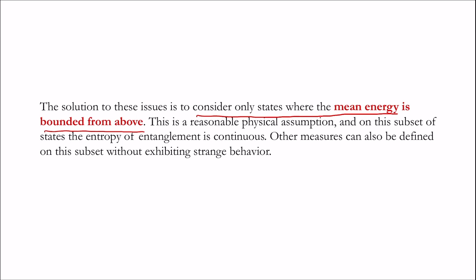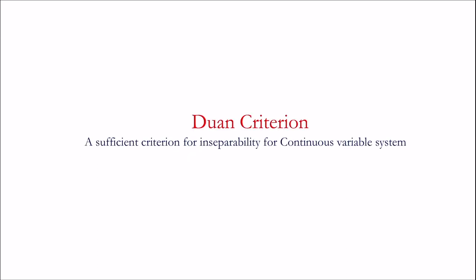Now, I will not go into much technical detail here, but I will just mention one continuous variable criterion which is related to the so-called EPR paradox, and this criterion is called Duan criterion. And this criterion is a sufficient criterion for inseparability for continuous variable systems. So let us discuss it briefly.